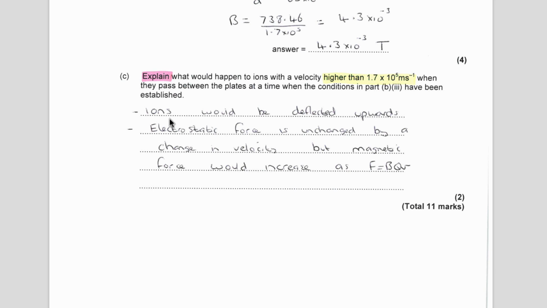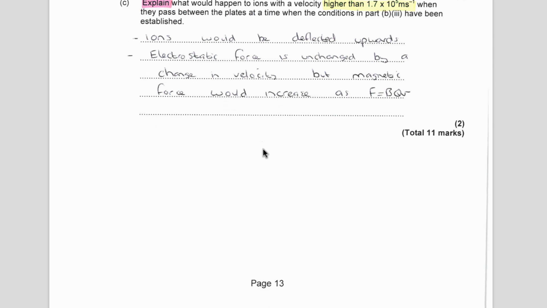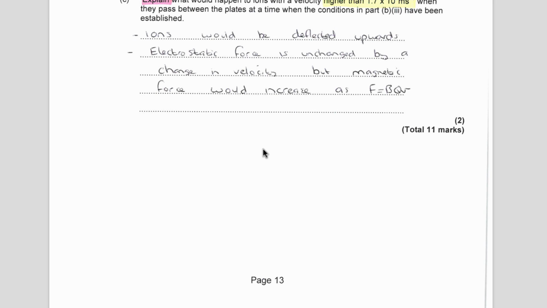So what's going to happen? Well, the ions would be deflected upwards, so the path wouldn't be horizontal anymore. Why? Well, the electrostatic force, which acts downwards, is unchanged because velocity doesn't have any effect upon electrostatic force. But the magnetic force does increase because we know that force is equal to BQV. So if we increase velocity, we increase the force upwards. So now there will be a resultant force upwards, and so therefore the ions are deflected upwards. So that was question number 10 of the magnetic fields homework booklet.